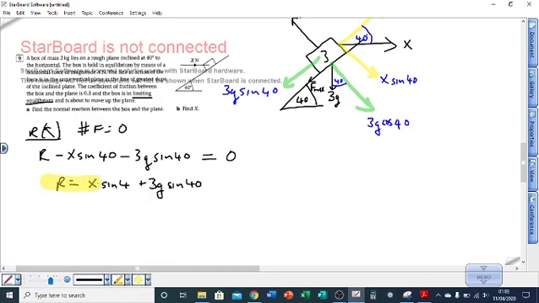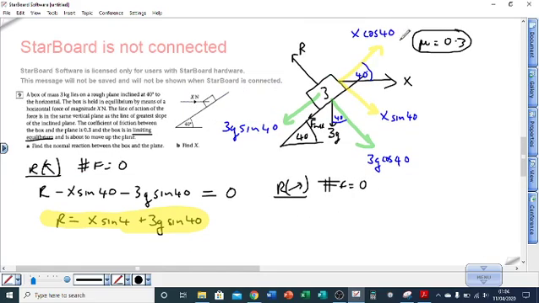Okay, so there's the first little bit. Next thing is to resolve up the plane. We'll say up the plane is positive, so parallel to the plane. Normal, net force equals ma. Well, it's not accelerating anywhere, so it is 0. This is Newton's second law of motion.